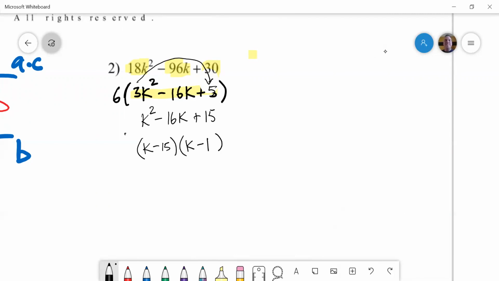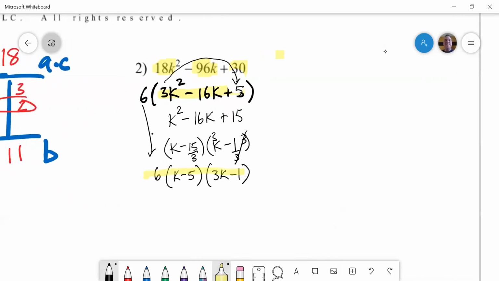And we're not quite done. Since we did that little trick, we're going to have to divide each of these numbers by the original A term, which was 3. So 15 divided by 3 is 5, and 1 divided by 3 is 1/3. I can rewrite this as k minus 5. And since this is a fraction, 1/3, I'm going to multiply both of these terms by 3. If I multiply this by 3, that cancels the fraction, and multiplying k by 3 gives me 3k minus 1. And now we're good. And then don't forget the 6 that we factored out in the beginning. So that's going to be our final factored answer.